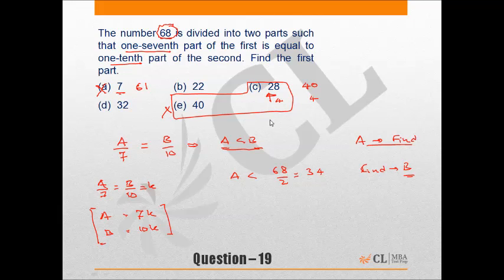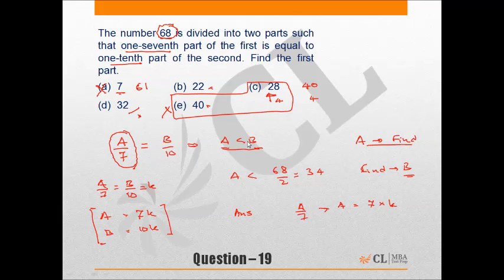Another thing you could have looked at is my answer, since we are talking about 68 being divided into two parts, the smaller part A divided by 7 equal to B by 10, so A should be a multiple of 7. And on that basis, again, this is incorrect, this is incorrect, this is incorrect, only A and C are possible. So there are two things which you need to remember for such a question. If it says A by 7, then A should be a multiple of 7, 7 into something, 7 into K or whatever.